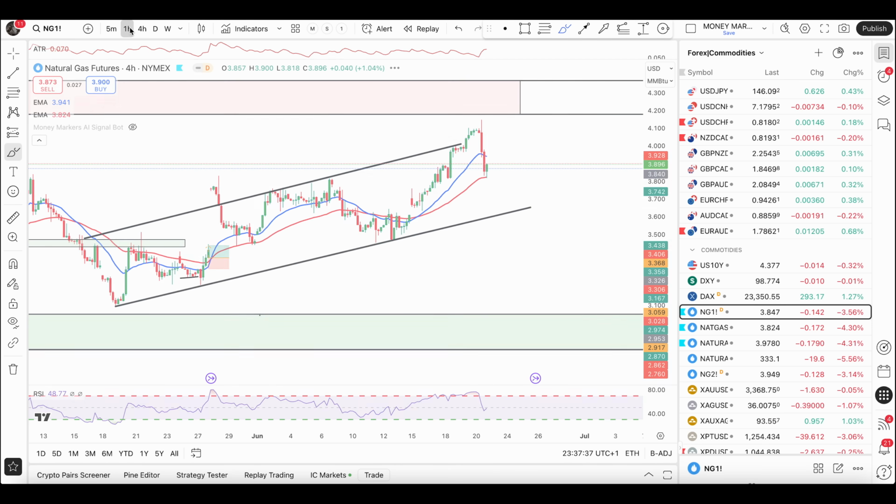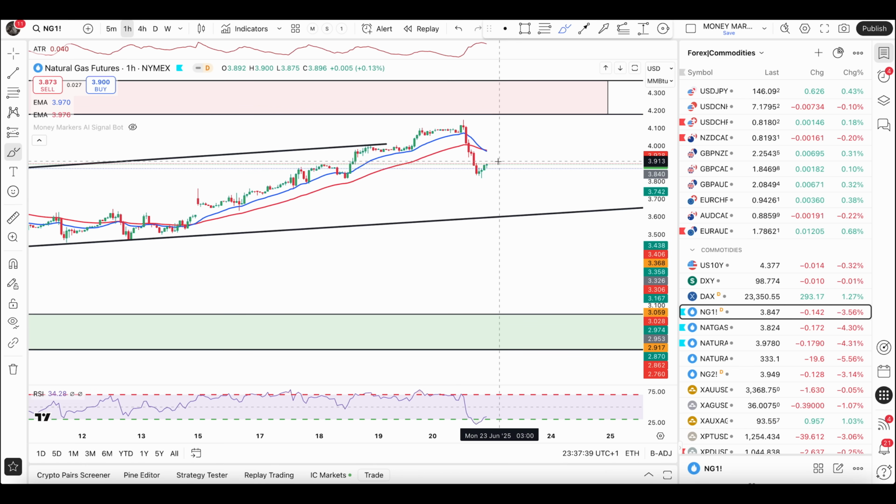You can also look for your entries on 1 hour as we are broken below 50 EMA. If the price forms a bearish engulfer below 50 EMA, with that we have a crosshair as well. That will be your sell signal, using 1 to 2 ATR for your targets till here. So that is something on smaller time frame as well.